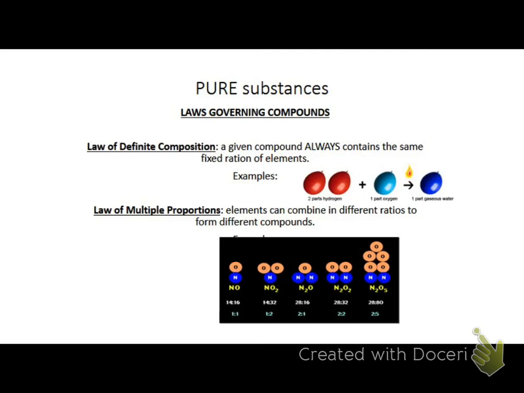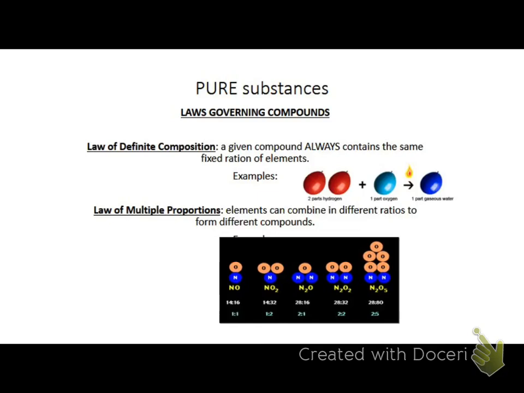There are two laws that govern compounds. Which one? The law of definite composition, which states that a given compound always contains the same fixed ratios of elements. For example, water, no matter where it's found on Earth, will always be 2 hydrogen, 1 oxygen atoms, H2O. Okay? So that's what the law of definite composition means.